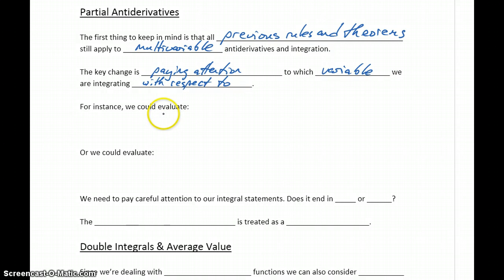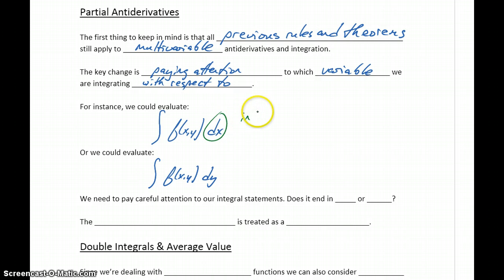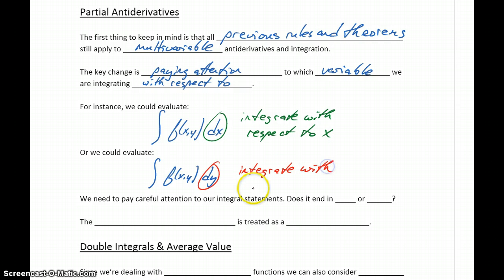So for some given function, we could integrate f of xy dx, or we could integrate f of xy dy. So the dx portion is indicating that we integrate with respect to x. And the dy here is indicating that we would integrate with respect to y.